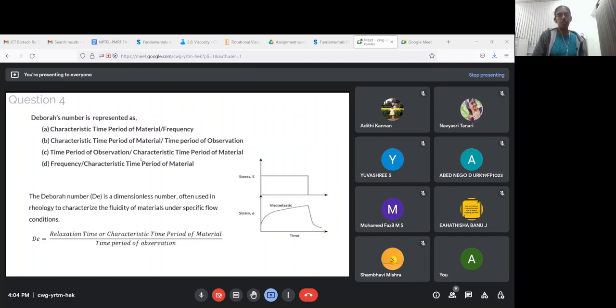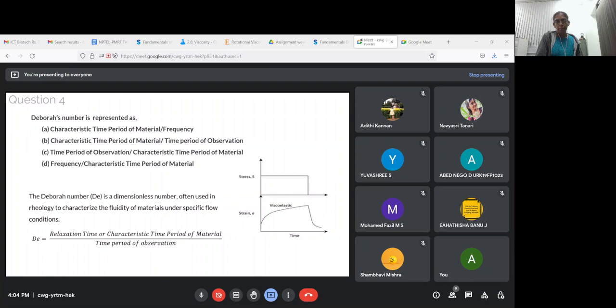So Deborah's number is a dimensionless number given by the relaxation time, or the characteristic time period of a material, divided by the time period of observation. Now let's say Deborah's number is less than 1. So what do you think it means here? From the formula, what can you get if Deborah's number is less than 1? So when is the Deborah's number less than 1?